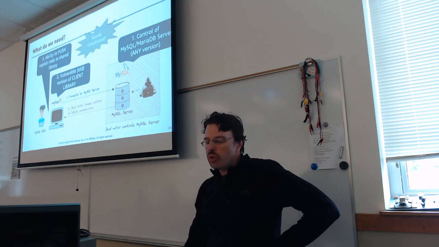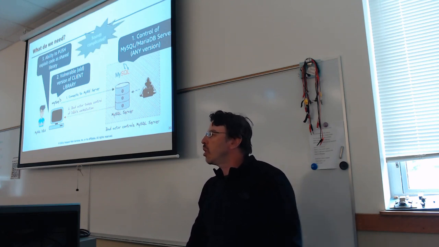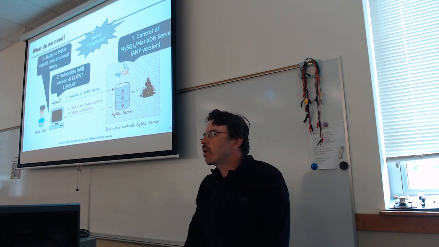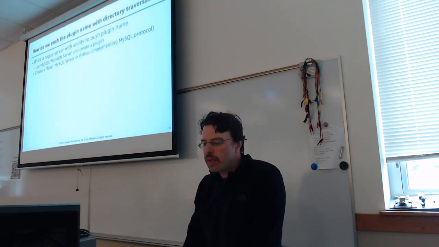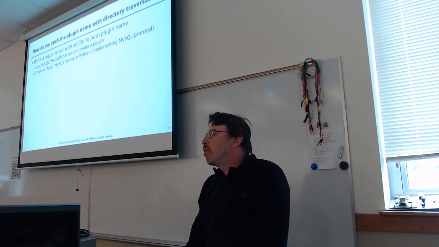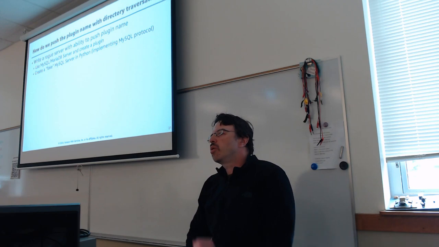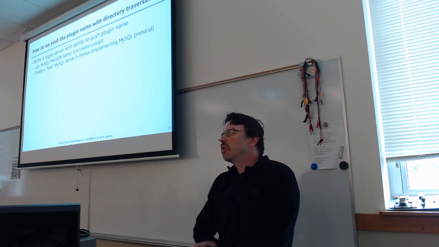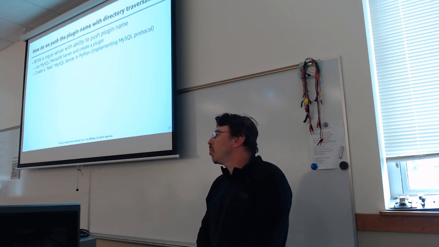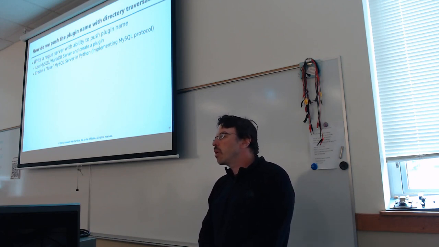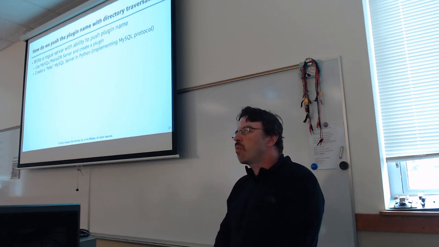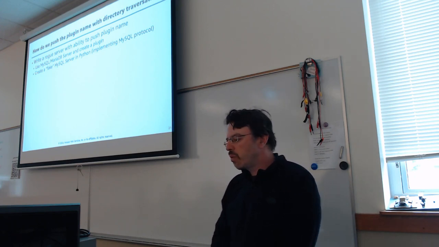So what we're going to do is demonstrate this. How do we attack the client from the server? All right. So the first thing is, how do we push the plugin name? We will need to have the rogue server. There are two ways we can do that. We can take the MySQL server, which is open source, and create our own plugin. But there is another way: we can replace the server. We can implement the MySQL protocol in Python.